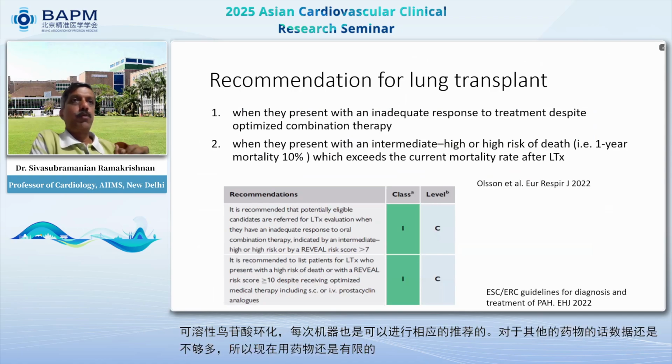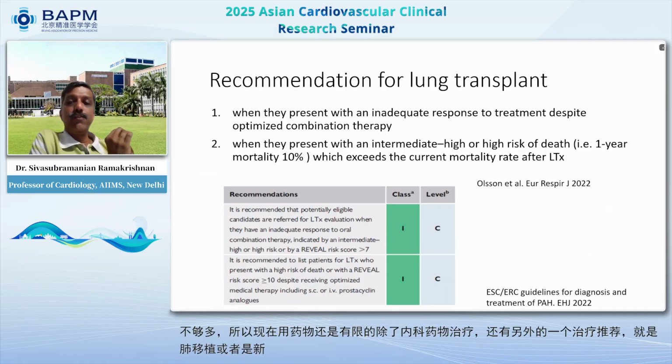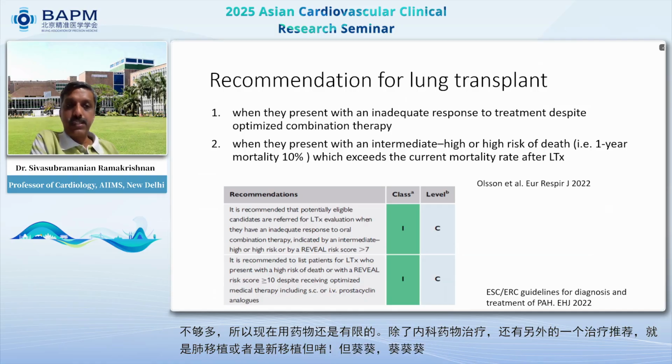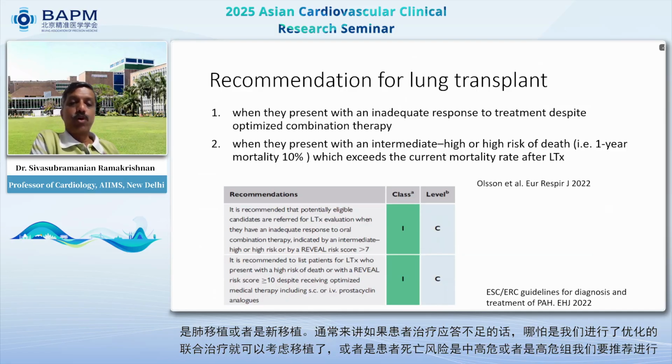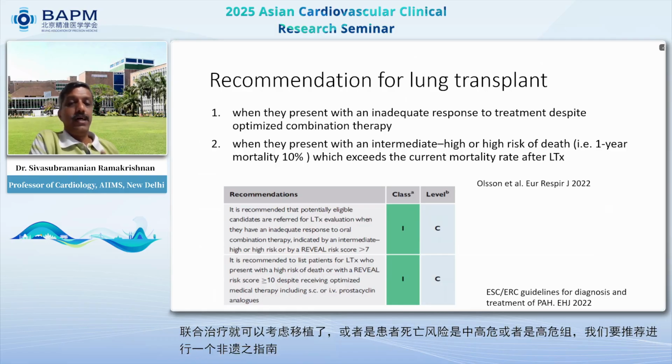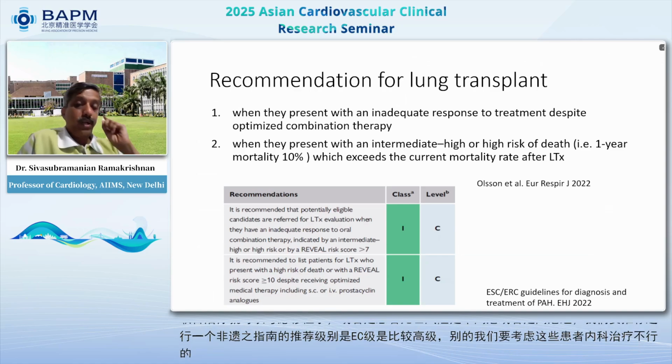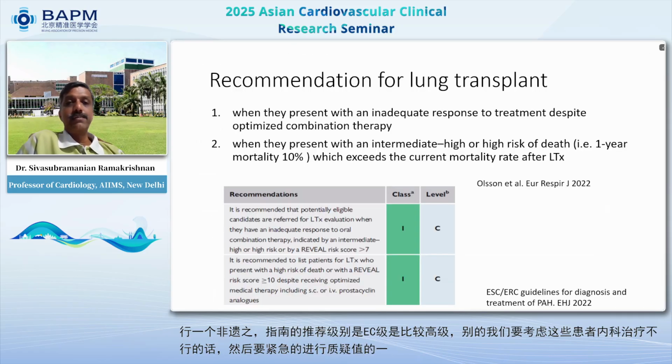Apart from the drug therapy, the only other treatment that works is generally a lung transplant or a heart-lung transplantation. Generally, they are reserved for very high-risk patients when they present with an inadequate response to treatment despite optimal combination therapy, and they are at an intermediate to high risk of death. That is a 1-year mortality of 10% with current treatment. Then what is recommended? Generally, a REVEAL risk score of greater than 7 is what is recommended in patients who have inadequate response. Listing is generally done at greater than 10, despite subcutaneous and intravenous prostacyclin. That is when the listing is done.